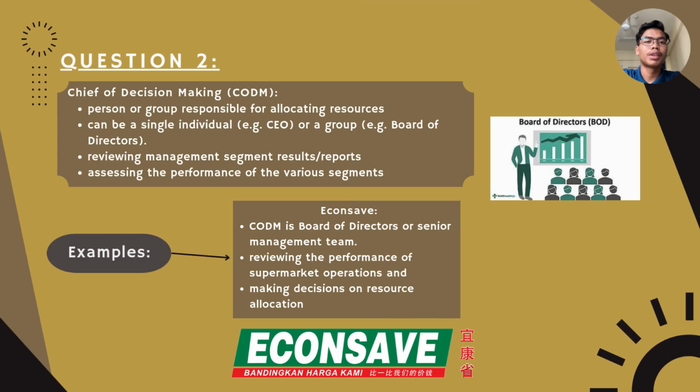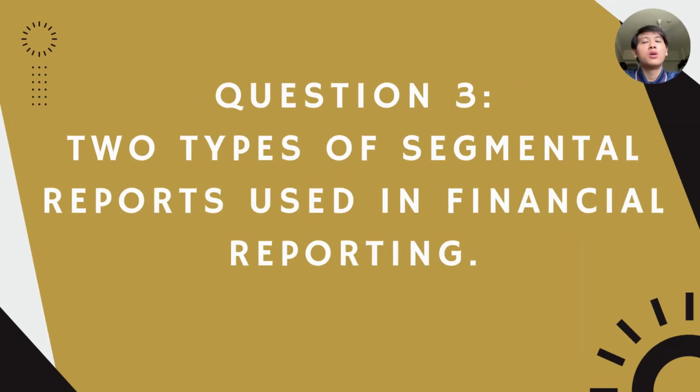For example number 2, we chose the company Econsave, which is popular among people in Malaysia. So the CODM in Econsave is likely the board of directors or senior management team. They are responsible for reviewing the performance of supermarket operations and making decisions on resource allocation such as store expansion and pricing strategies. Question 3.